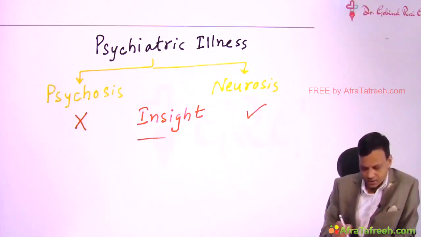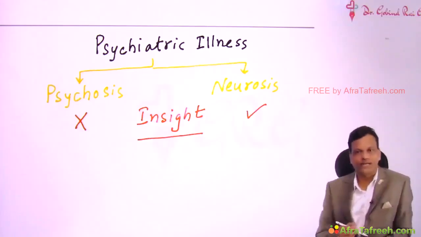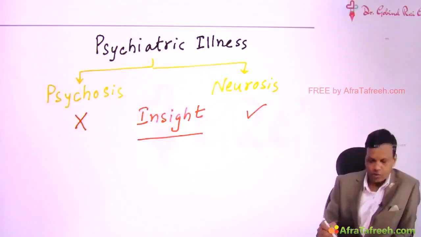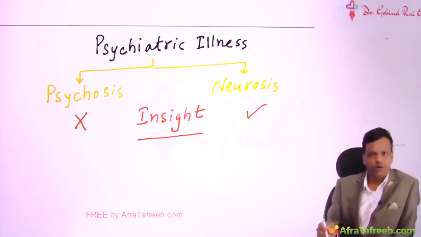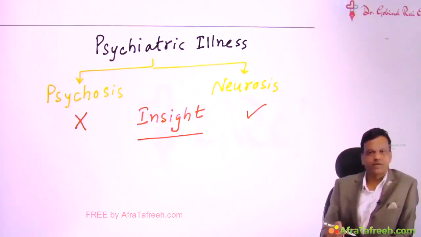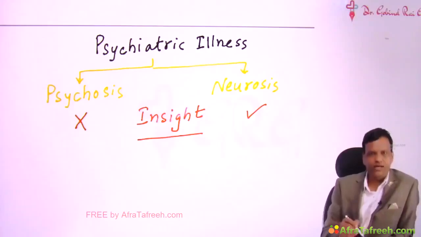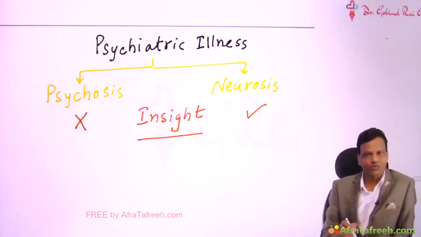Insight means awareness about the illness. A neurotic person knows that he is ill. He has some problem, so he will himself go to the doctor to get the treatment. Whereas a psychotic person does not know that he is ill, so a psychotic person will not accept treatment. In this manner, it is relatively difficult to treat because the patient compliance is poor.